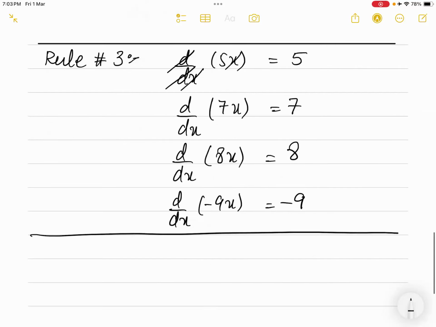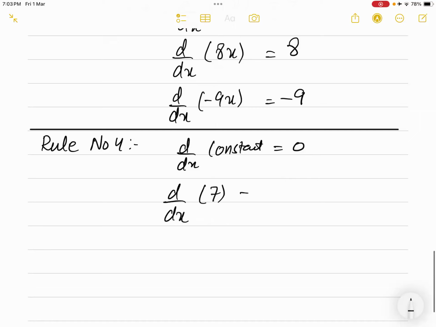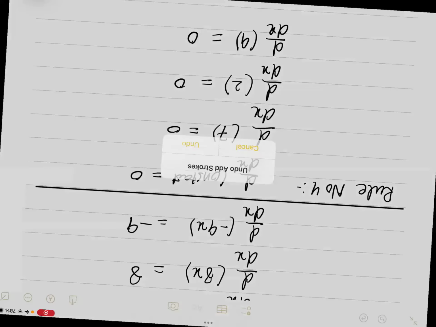Rule number 4 and the last rule. d by dx of a constant is equal to 0. For example, Arsh, d by dx of 7 would be equal to what? 0. d by dx of 2 would be equal to what? 0. d by dx of 9 would be equal to what? 0. Got it? Zero. Got it, Shariar?